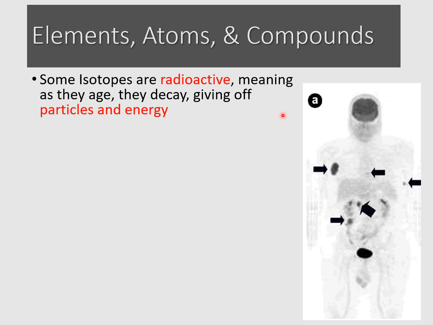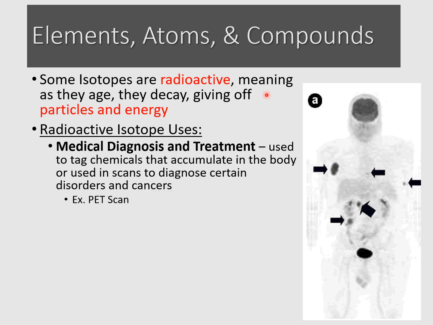Besides carbon dating, some of these isotopes are actually radioactive, meaning that as they age, as they decay, they're going to give off particles and energy, and we can actually measure those particles and energy. So not only can we carbon date, we can use these radioactive isotopes for different things. We can use them in medical diagnostics and treatment.